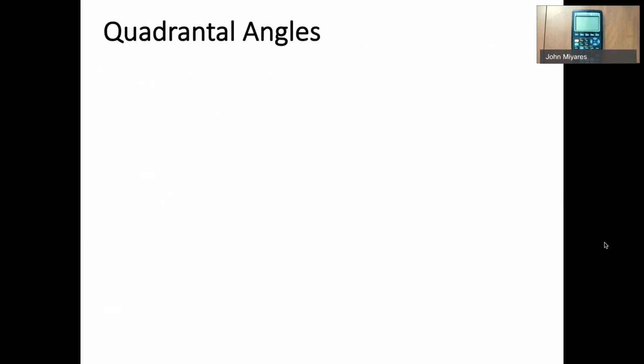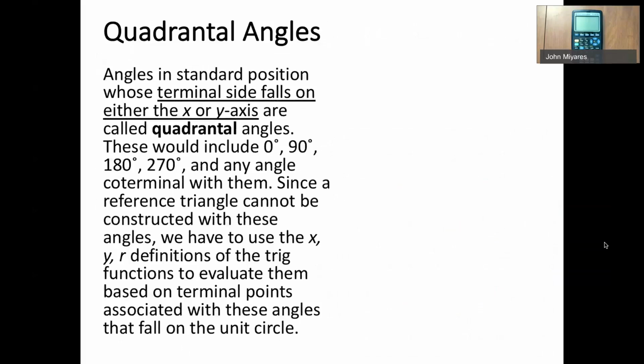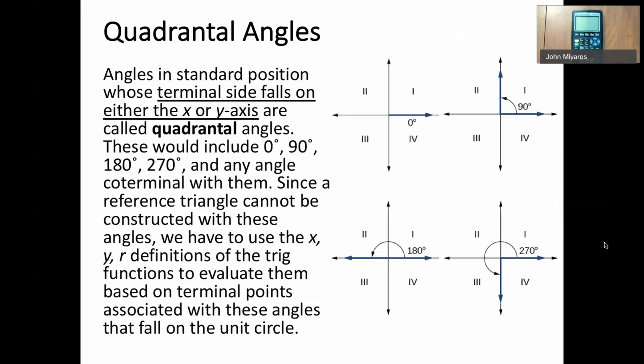Next, we're going to look at quadrantal angles. We introduced quadrantal angles in the previous sections, defining them as angles in standard position whose terminal side falls on either the x-axis or the y-axis. These would include 0 degrees, 90 degrees, 180 degrees, 270 degrees, or any angle coterminal with those.